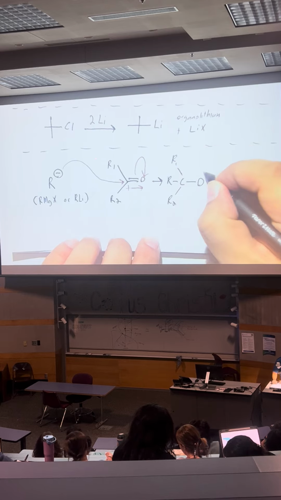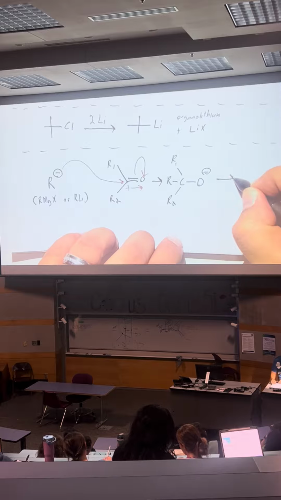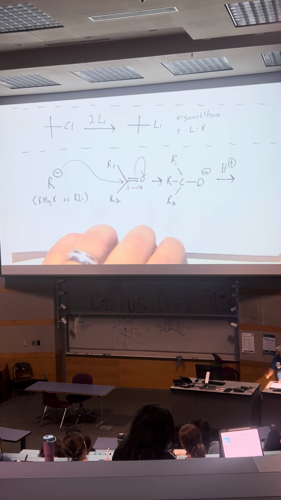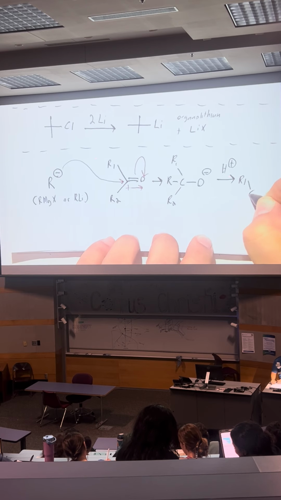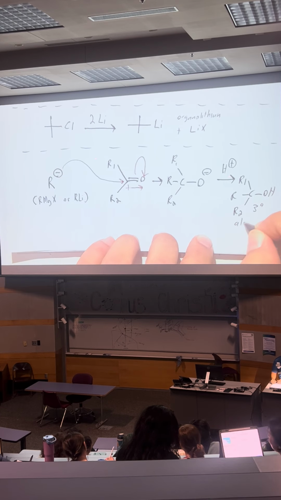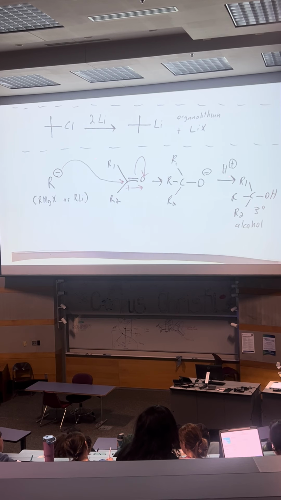And now you have your deprotonated alkoxide. And then at that point, all you've got to do is expose it to an acid aqueous workup of some sort, and you get your tertiary alcohol. Very nice, very quick, but more importantly, safely. Right? Safely, that's a big thing.